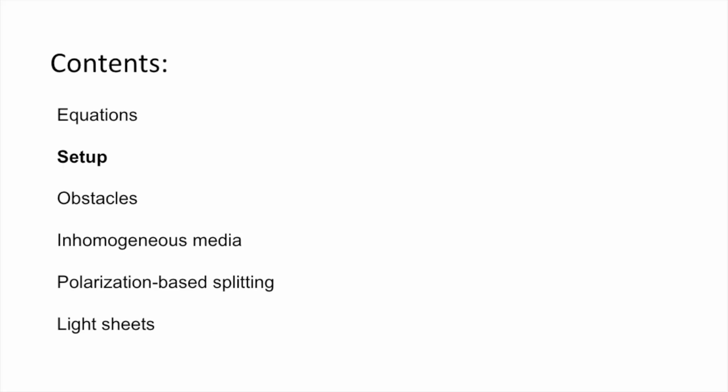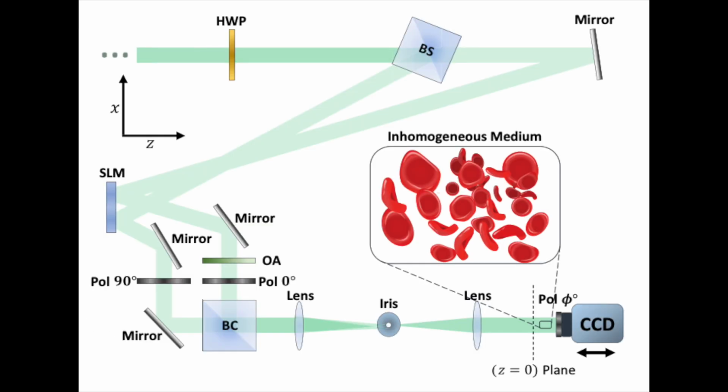Similar to the setup in the previous video, the boundary conditions of the field are plugged into a spatial light modulator as a hologram, and a 4F system is used to filter and demagnify the optical field. This setup also includes polarizers and inhomogeneous media for the light to propagate through, both of which we will explore soon.